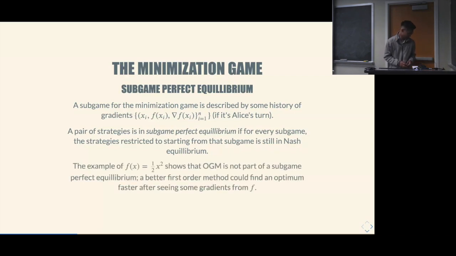I should say, okay, so this OGM algorithm is not part of a subgame perfect equilibrium because on this function 1/2 x squared, a player could have, after seeing two gradient values, already chosen the optimal point. So it's not in Nash equilibrium after, let's say, the second round of this game.